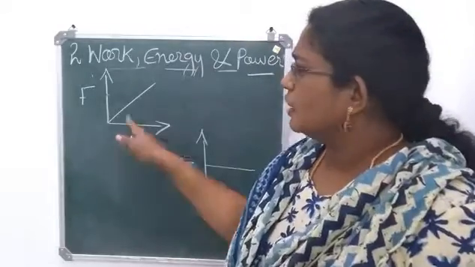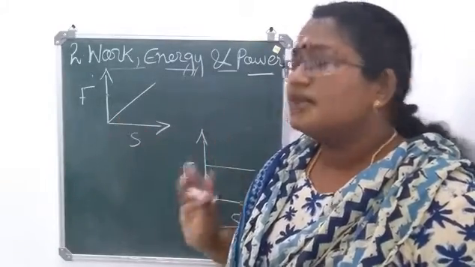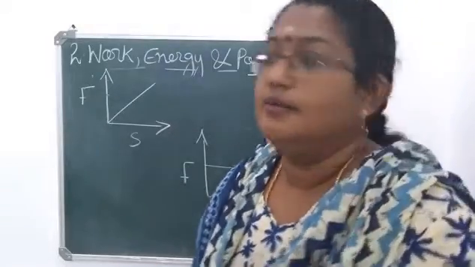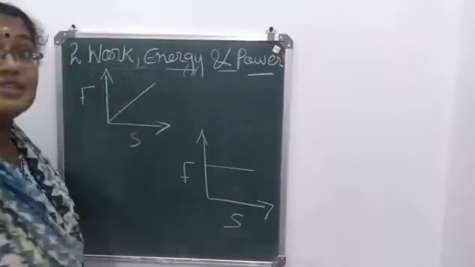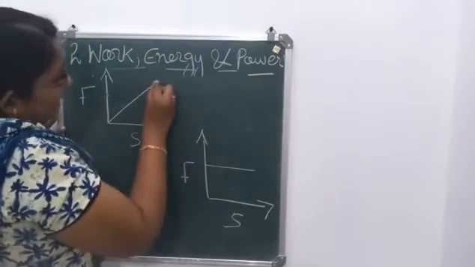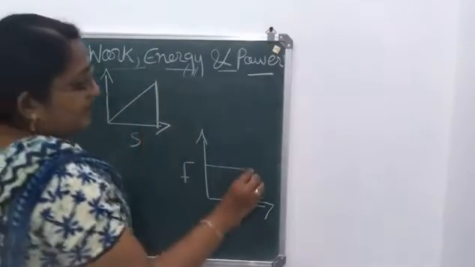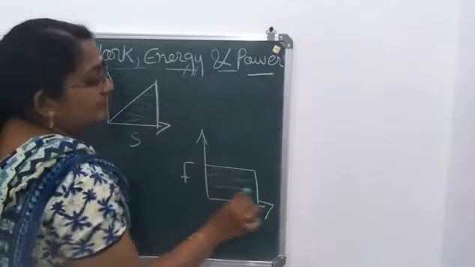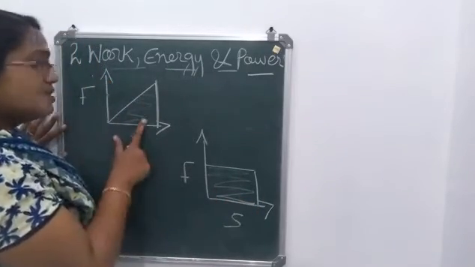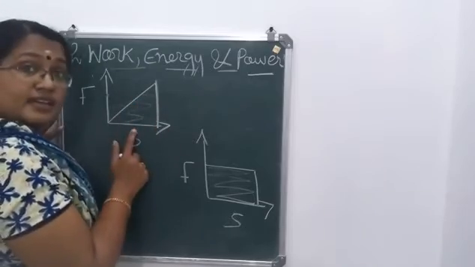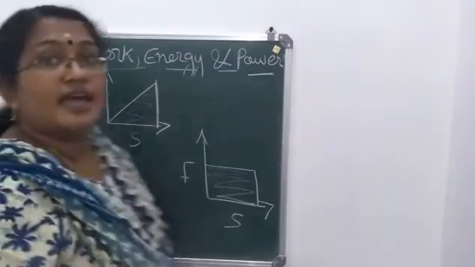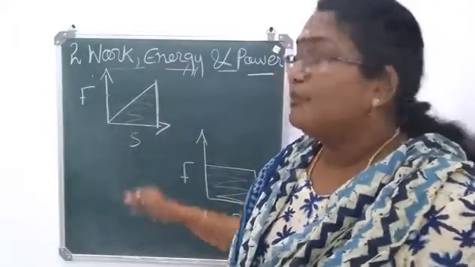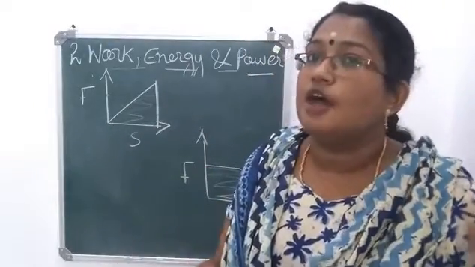Now, here, from this graph, we can calculate the work done, because force into displacement is work, isn't it? The area under the graph, okay? Area under the graph will give you the work done. So, if force is variable, you are getting a triangle. So, what is the area of a triangle? Half into base into height or altitude, isn't it? Half BH is the equation to calculate the area of a triangle.